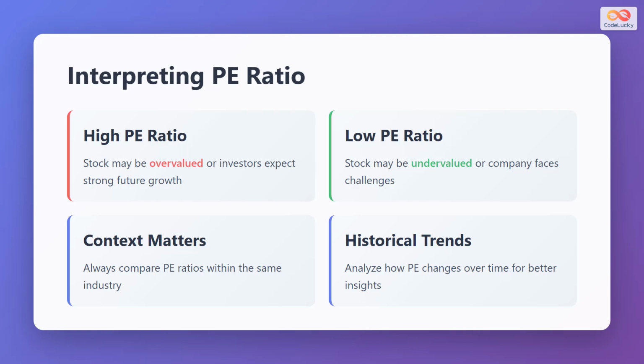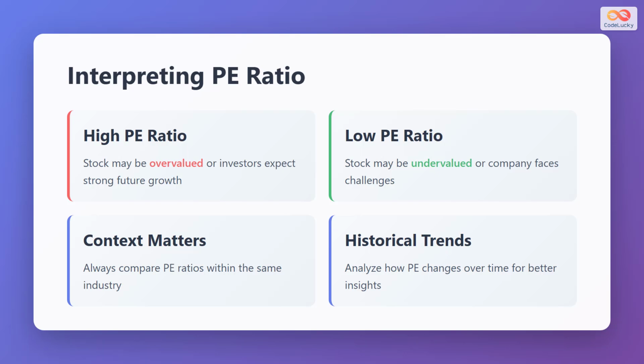Understanding what a P/E ratio tells you is crucial for investment decisions. A high P/E ratio can mean two things. Either the stock is overvalued and trading at an expensive price, or investors have high expectations for future growth and are willing to pay a premium. Conversely, a low P/E ratio might indicate that the stock is undervalued and represents a good buying opportunity, or it could signal that the company faces challenges and investors are skeptical.